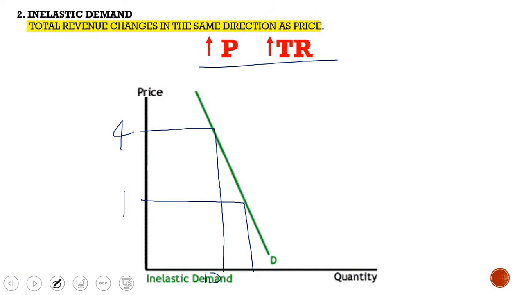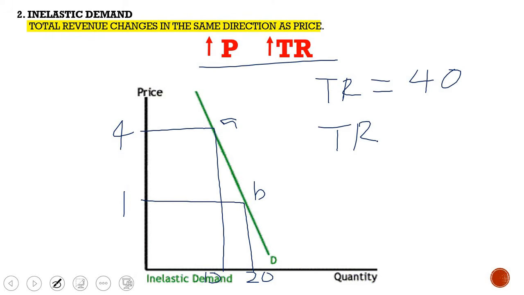So 4 and 10 and 20, right? So total, let's make this A and this B. So at A, your total revenue is 40, okay? And at B, your total revenue is 20. So when your price increased from 1 Rand to 4 Rand, your total revenue increased from 20 to 40. Okay.